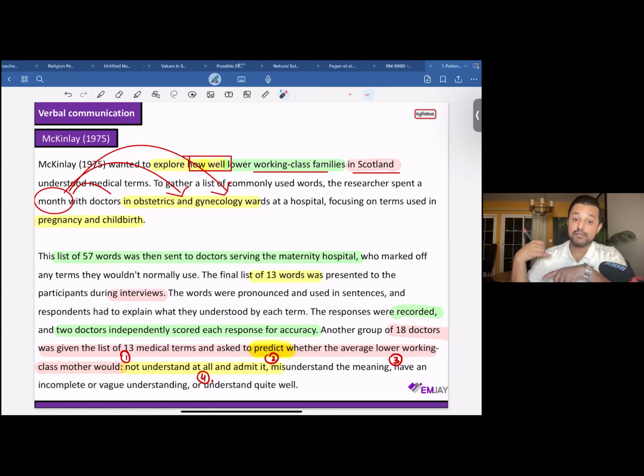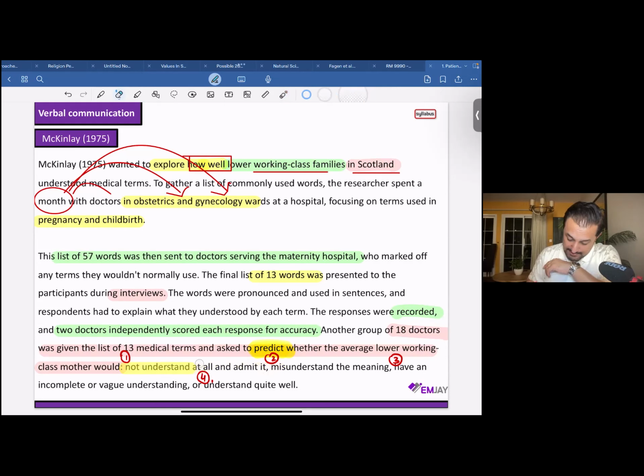So the doctors were asked if an average low working class mother would, number one, not understand the word and admit it to the doctor, number two, misunderstand the meaning, number three, have an incomplete or vague understanding of it, or the fourth option, understand quite well. So doctors were now asked what they think about these lower working class mothers, their vocabulary or their grip on medical terms or medical jargons. Doctors use these medical jargons very often, right? What if you're using words that are not understood? In that case, the message isn't really getting through.